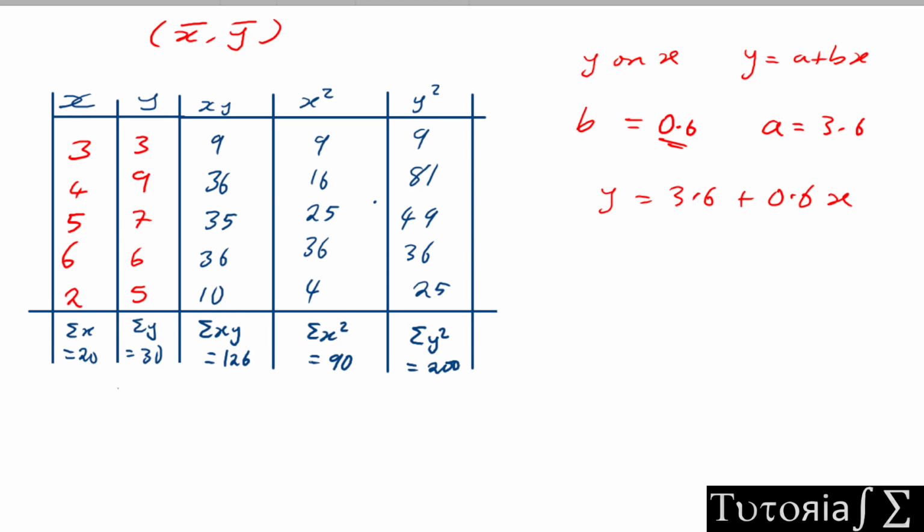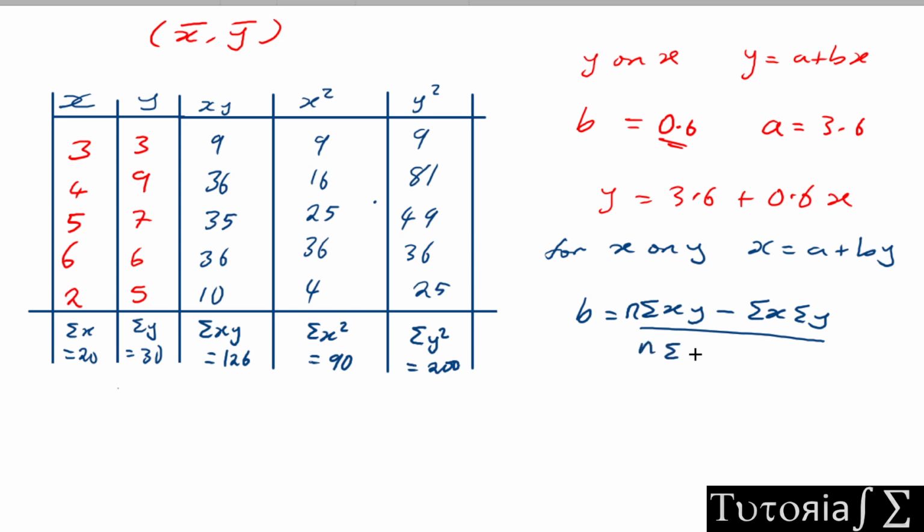And now we go on to finding the regression equation for x on y. So for x on y, we know that the equation is x is equal to a plus by. Now we need to find a and b. For b, it's n summation of xy minus summation of x summation of y, divide by n summation of y squared minus summation of y, then everything squared.